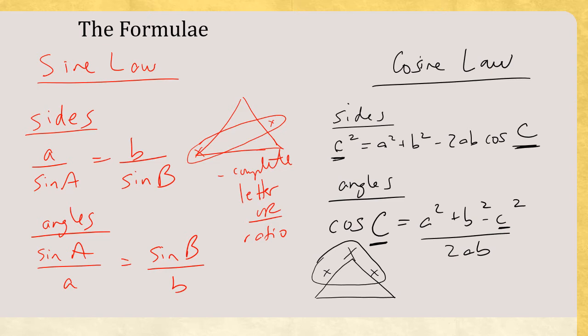And you're going to notice that I don't have a complete letter ratio. I don't have a side length and an angle right across from it. So you'd use it in that instance for side lengths, or cosine law is actually the only formula you can use when you have no angles.